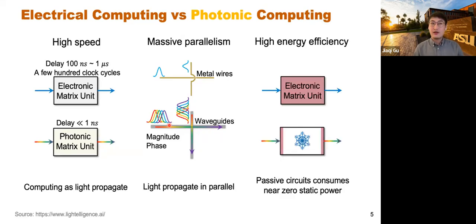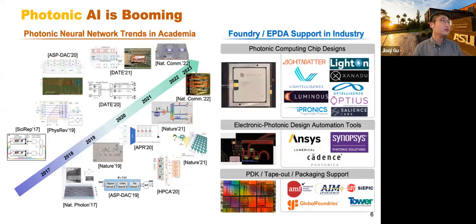And the third one is energy efficiency. Unlike the electrical circuit, where the RC component generates a lot of heat, photonic circuits don't have the RC issue. Basically, it consumes zero static power if you use a passive photonic device. So the entire circuit is pretty cool. So you don't have the heating density issues of modern electrical circuits.